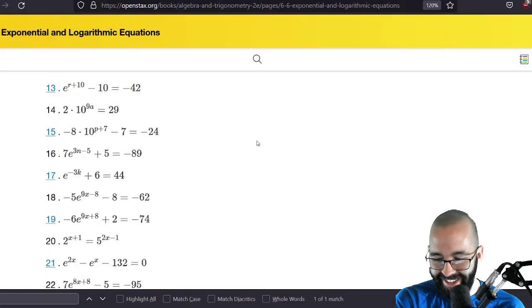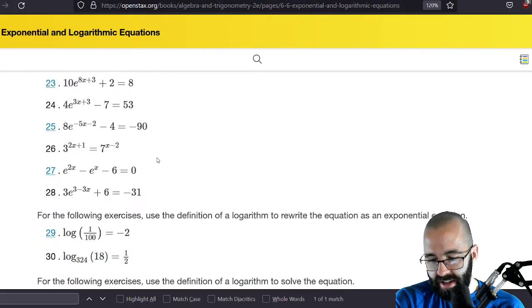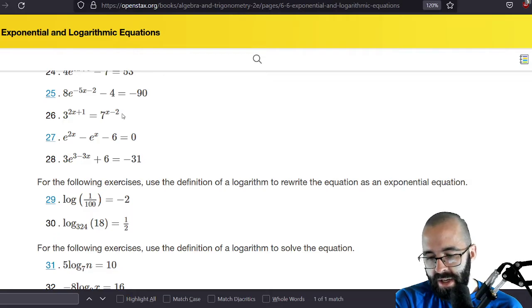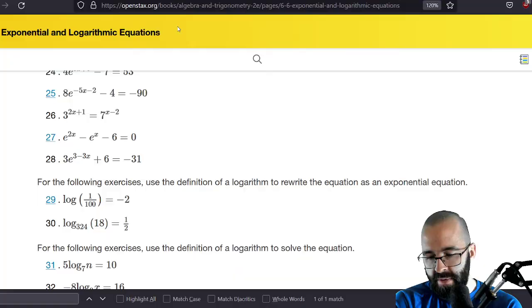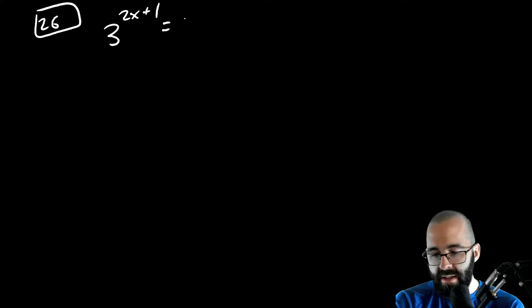Let's do 26. If 26 is also one I did in the videos, I'm going to lose my mind. All right, let's solve this one. 3 to the 2x plus 1 equals 7 to the x minus 2.